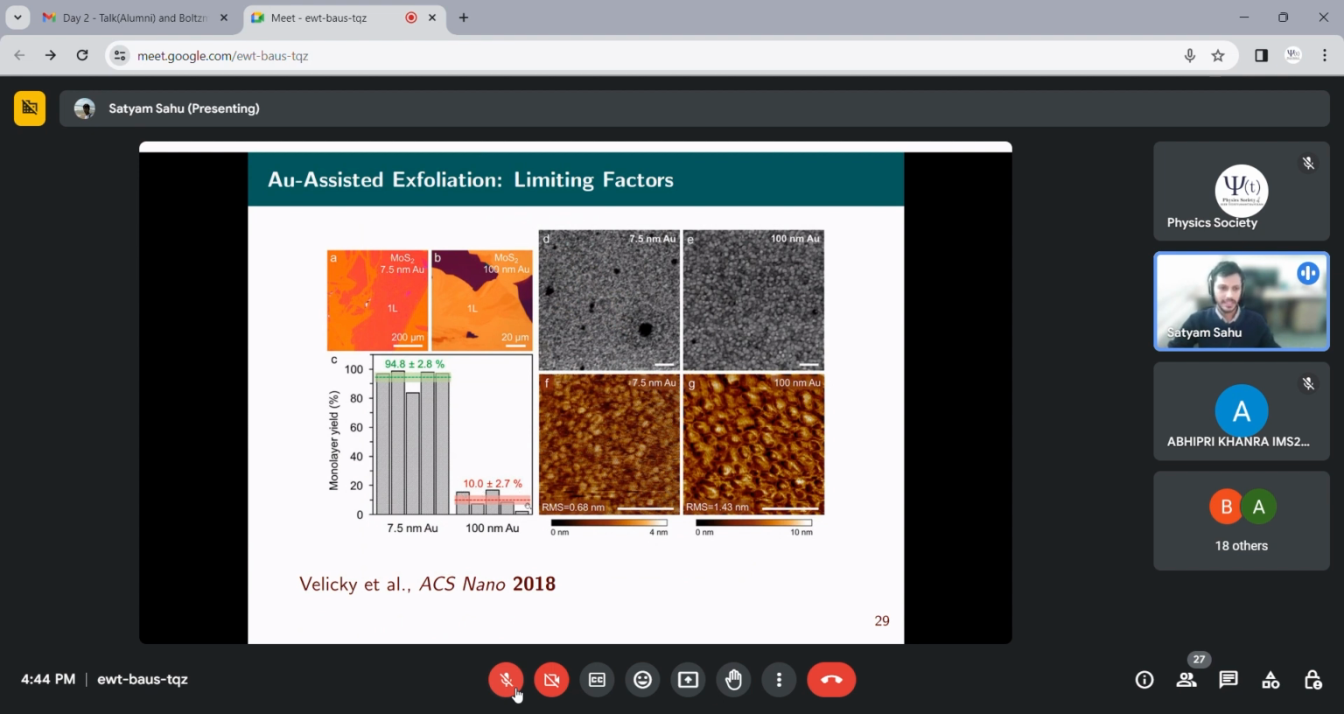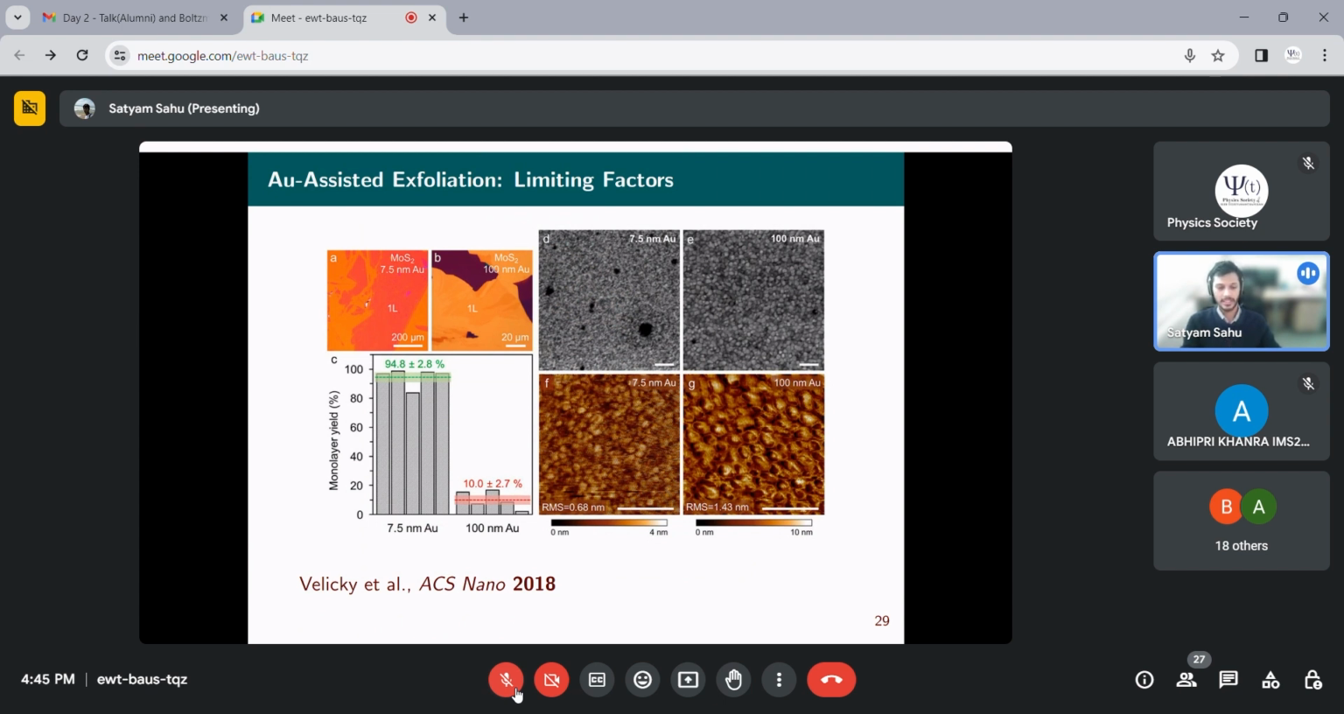And then we tried to understand why it happened. So we did some atomic force microscopy again, and we observed that the roughness for 7.5 nanometer gold was roughly 0.68 nanometers, whereas for 100 nanometers it was 1.43. So it was much rougher in comparison to 7.5 nanometers. So these are the two major factors that we should always keep in mind when we try to exfoliate materials on metallic systems. One is that we should avoid the contamination. Second one is the roughness of the metal surface.